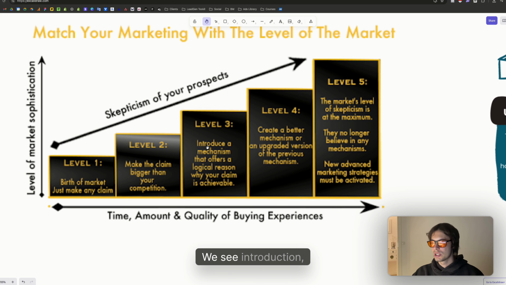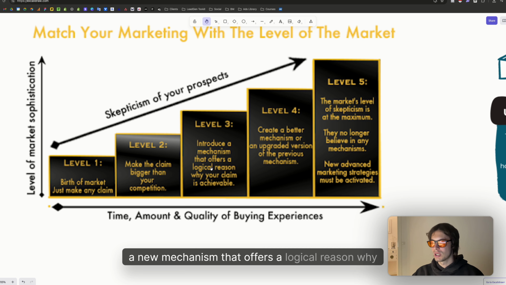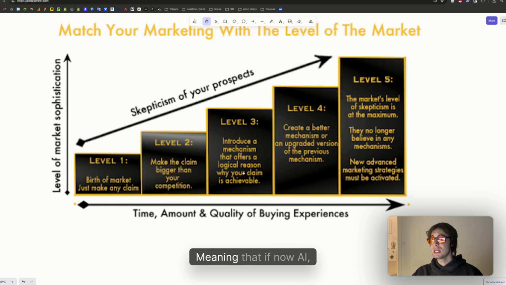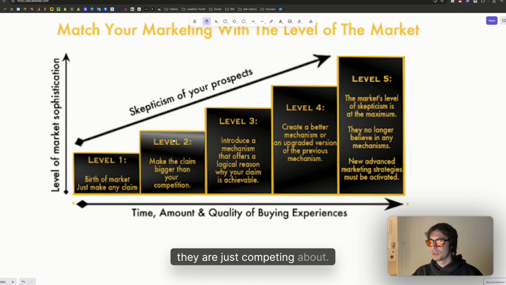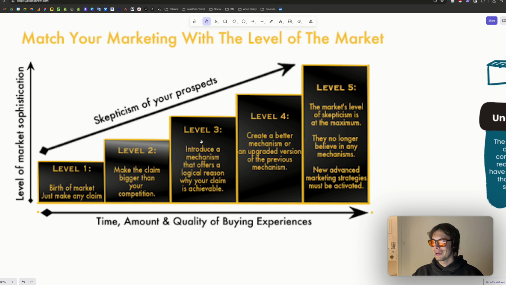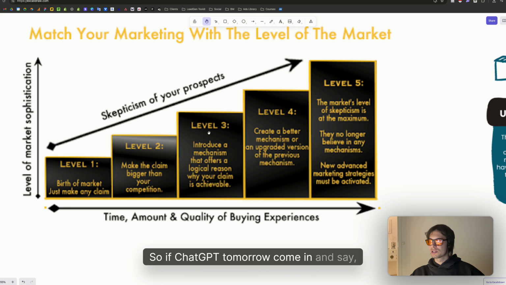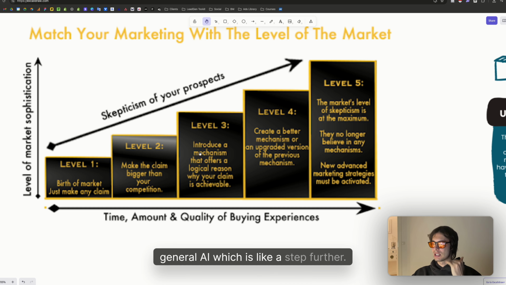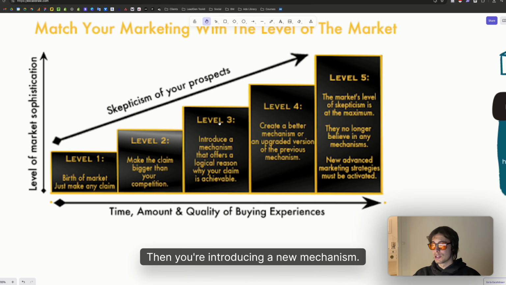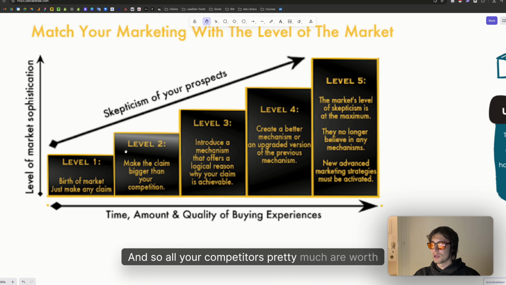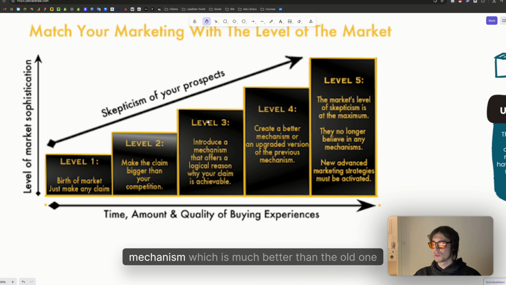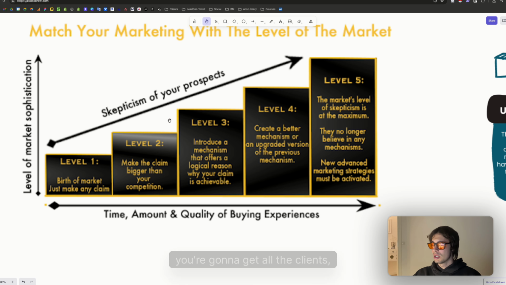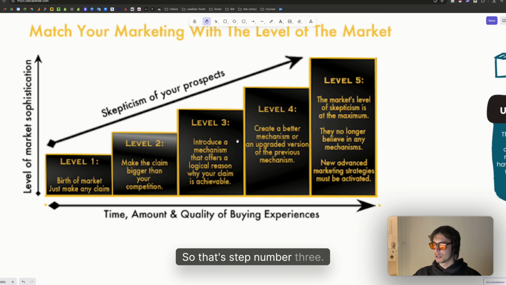Then you have level 3, which is introducing a new mechanism that offers a logical reason why your claim is achievable. Meaning that if AI companies are just competing about who scores a little bit higher, level 3 would be AGI, I think, artificial general intelligence. If ChatGPT tomorrow comes in and says, we don't have AI anymore, we have general AI, which is a step further, then you're introducing a new mechanism. All your competitors are pretty much worth nothing now, because you introduced a new mechanism that is much better than the old one. And therefore, you're going to get all the clients, right? So that's step number 3.